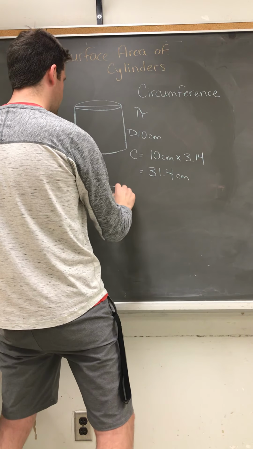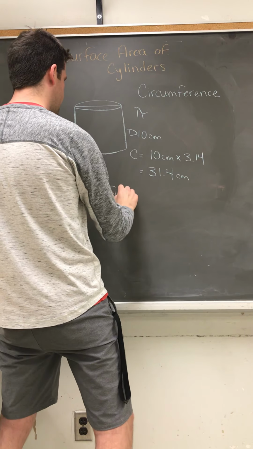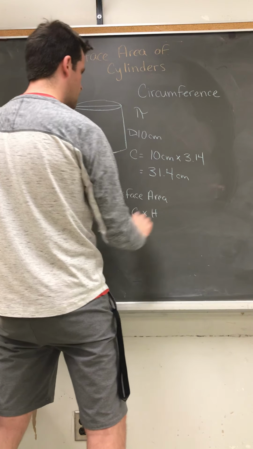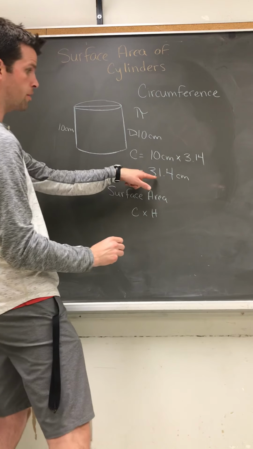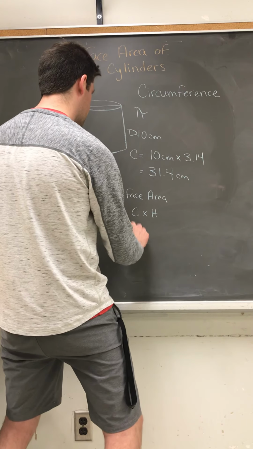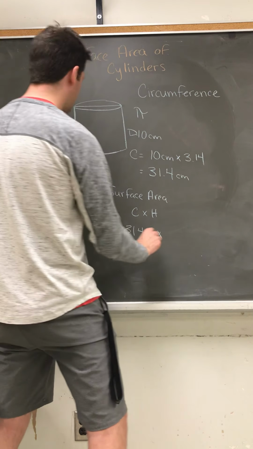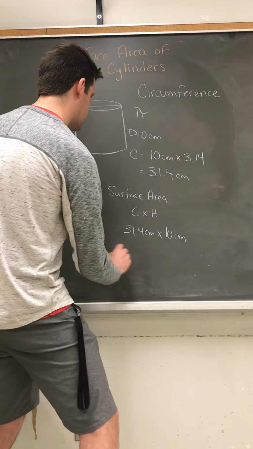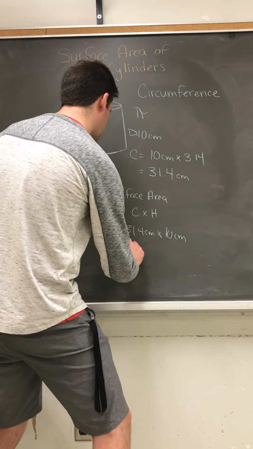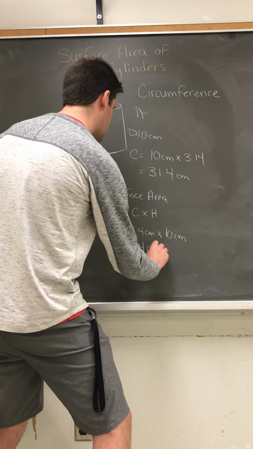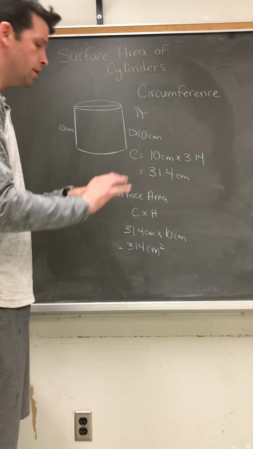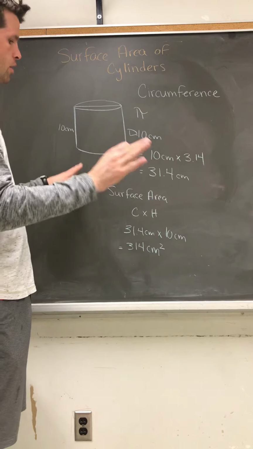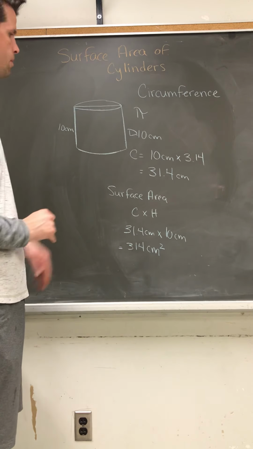To find the surface area then, we're going to do circumference times the height of the cylinder. We know that the circumference of this top circle is 31.4 centimeters. And we know the height of this cylinder is 10 centimeters. And so we get a surface area of this three-dimensional shape of 314 centimeters squared, because again, this is a two-dimensional measurement. If we were to flatten out that label, we would have length and height, so we put centimeters squared to show that this is in 2 dimensions.